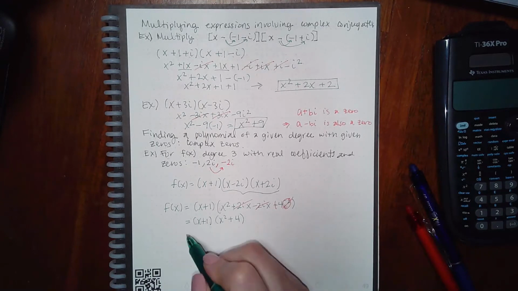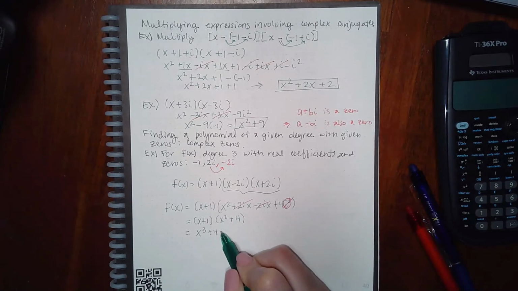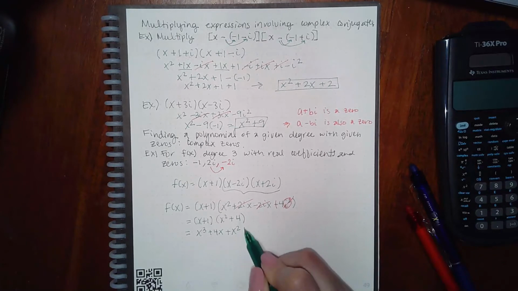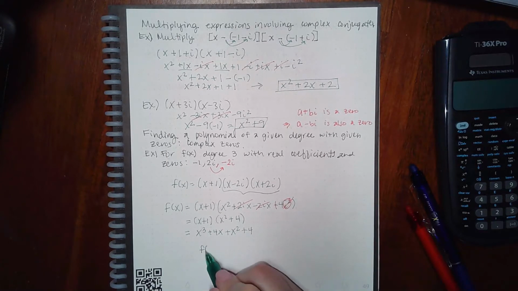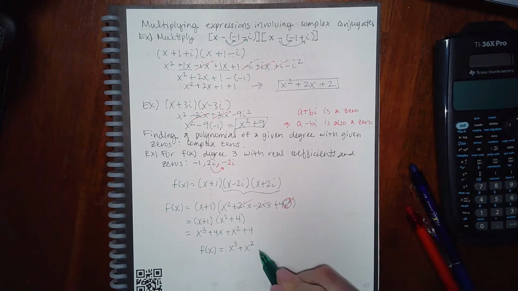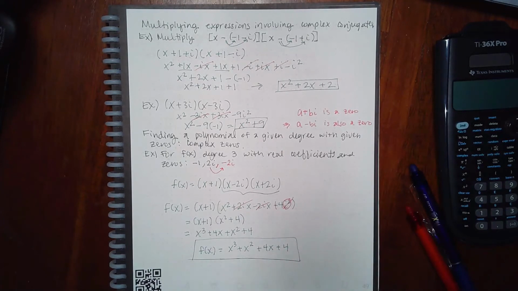Now I'll just FOIL this out. So I get x cubed plus 4x plus 1x squared plus 4. And if I want to write it in descending order, I would put the x squared next, then the 4x, and then the 4. And this is the answer that they're looking for.